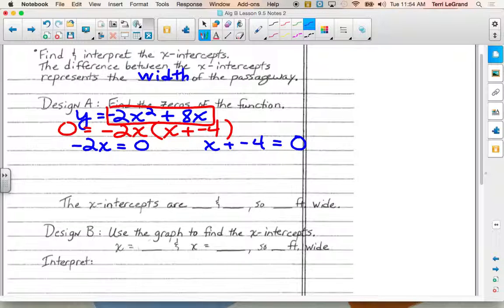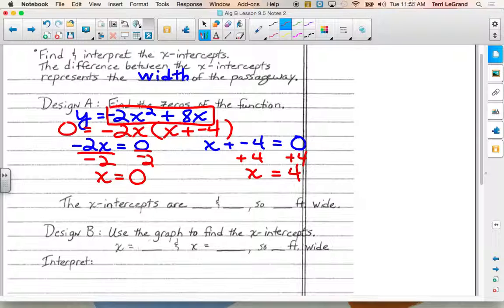Oh, I remember. Now is this coming back? Okay, we gotta get this one solved for 0 first. Negative 2x equals 0. What do we do to both sides? Divide by negative 2. So x equals 0. Okay. And then over here, what do we do? Add 4. Okay. So x equals 4.